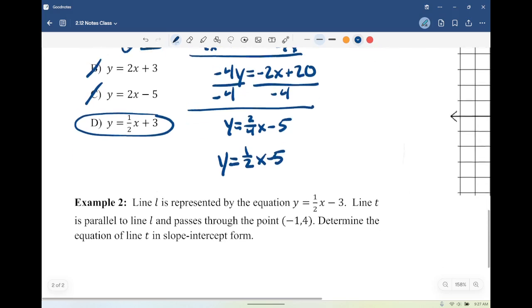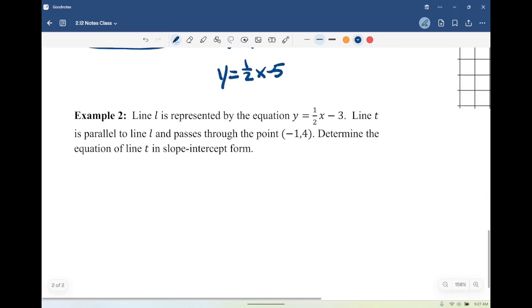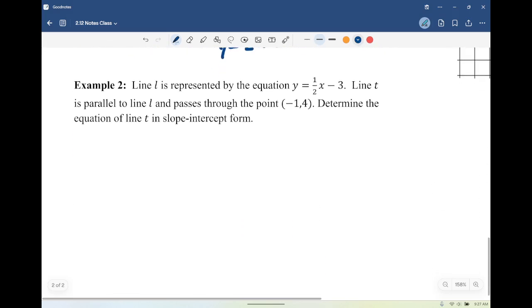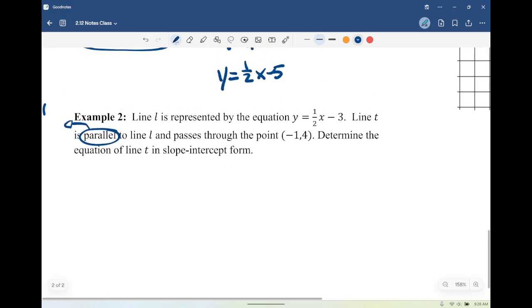All right, we're going to shift down to example 2. I'm going to go through example 2 a little bit faster. I can see that we sort of had a feel for this already. All right, we have line L is equal to y is equal to 1/2 x minus 3, and line T is parallel to line L. Okay, so again, thinking about parallel, slopes are the same. B values are not.